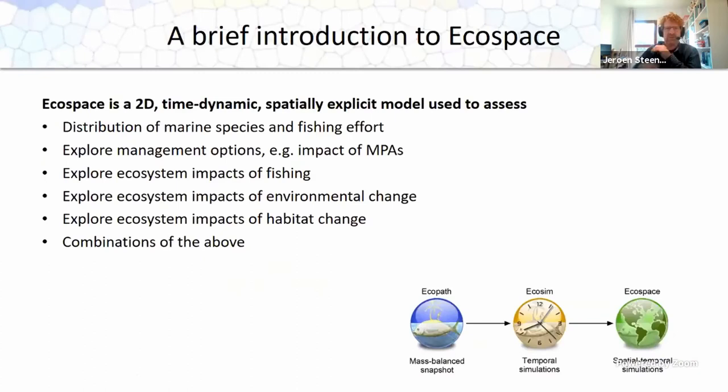So what is Ecospace? It's a two-dimensional, time dynamic, spatially explicit version of Ecopath and Ecosim used to assess several things that relate to spatial distributions. So you want to know where your species are and where your fishing effort is. You can use it to explore management options, for instance, the impact of fishing-restricted areas. We call them MPAs in the software. You want to explore the ecosystem impact of fishing and its spatial distributions, environmental change or habitat change, or combinations of the above.